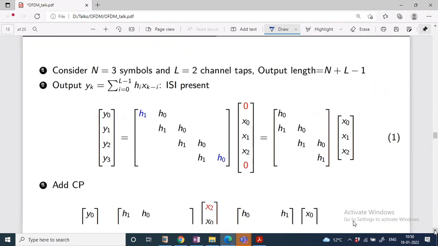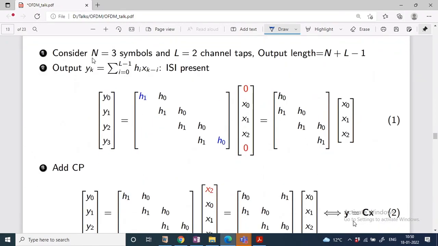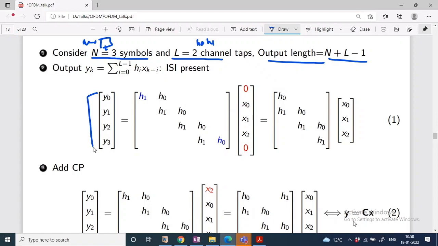So you can understand here. Let N equal 3, that is the symbol length. L equal to 2 is the tap channel, that channel may be H0 and H1. So what is the output length? If you remember, that is N length and that is L length. So the output length is nothing but N plus L minus 1. That is the FIR filter output. You can remember that. So the length is going to be 4, y0 to y3.